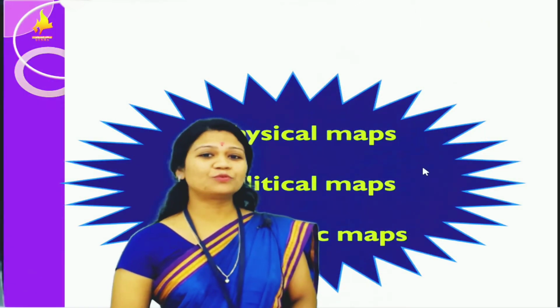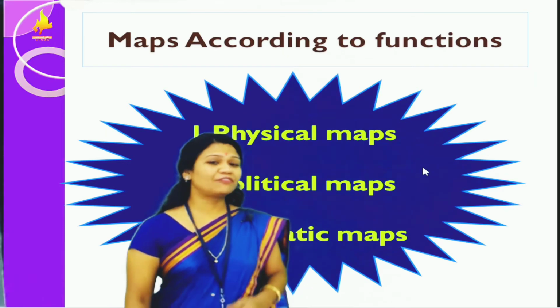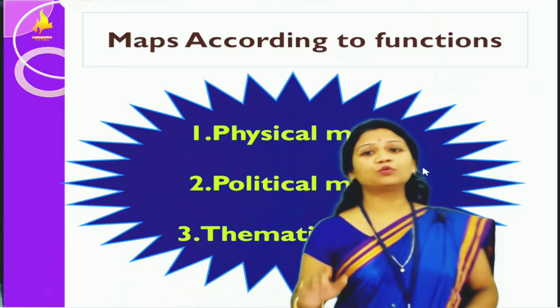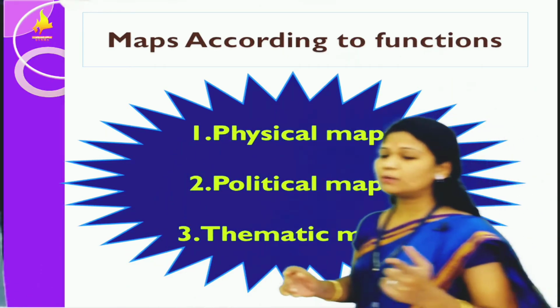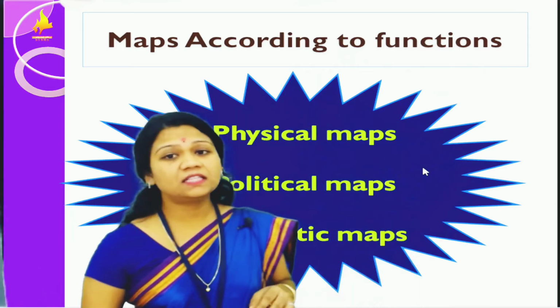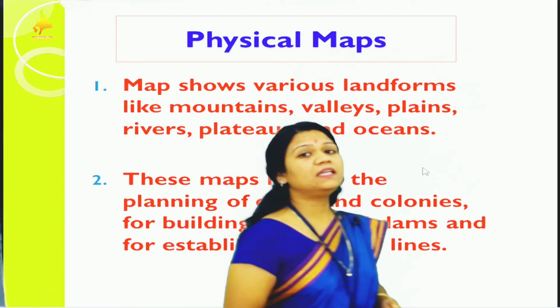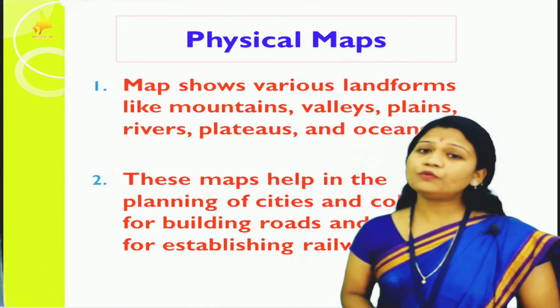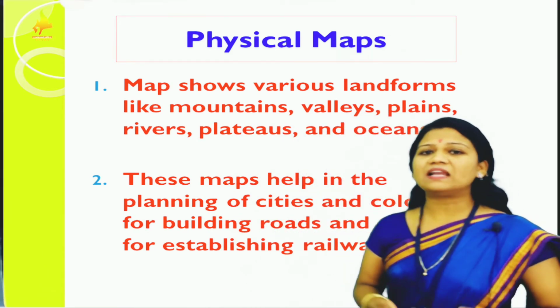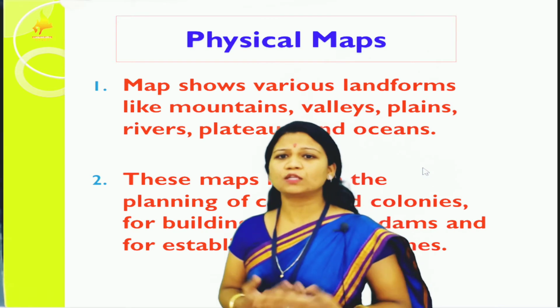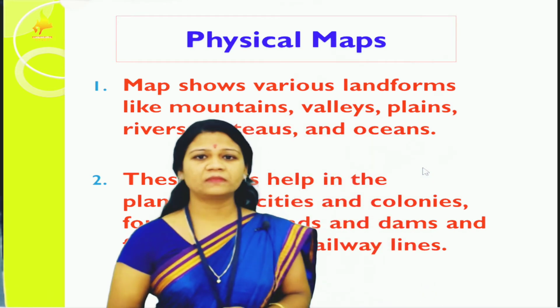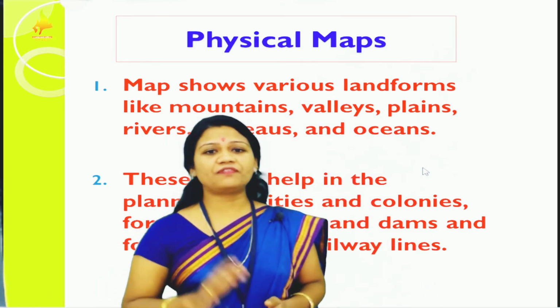Now it is time to discuss the different types of maps according to their functions. First one, physical map, political map and the thematic map. According to the purpose, we are taking the maps. Physical map: if we want to study the mountains, valleys, rivers, plateaus, plains, lowlands or whatever, at that time we need to take a physical map.